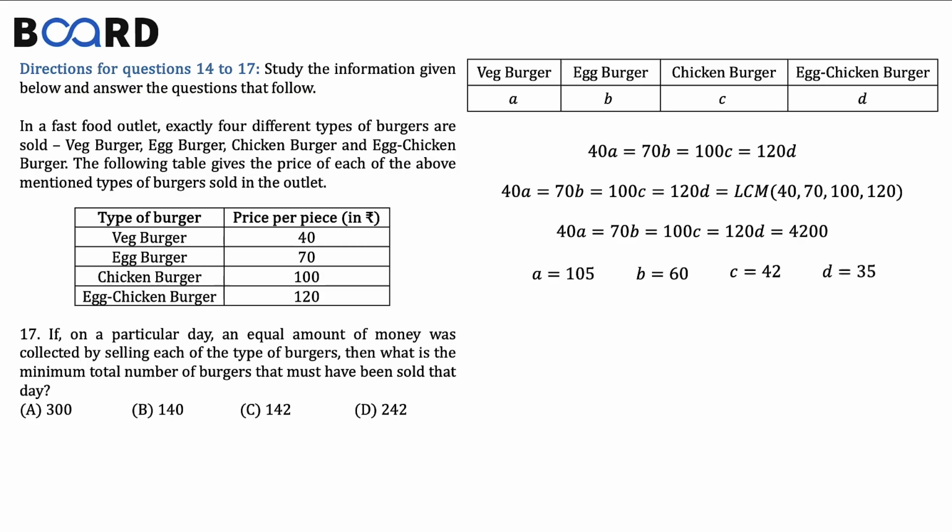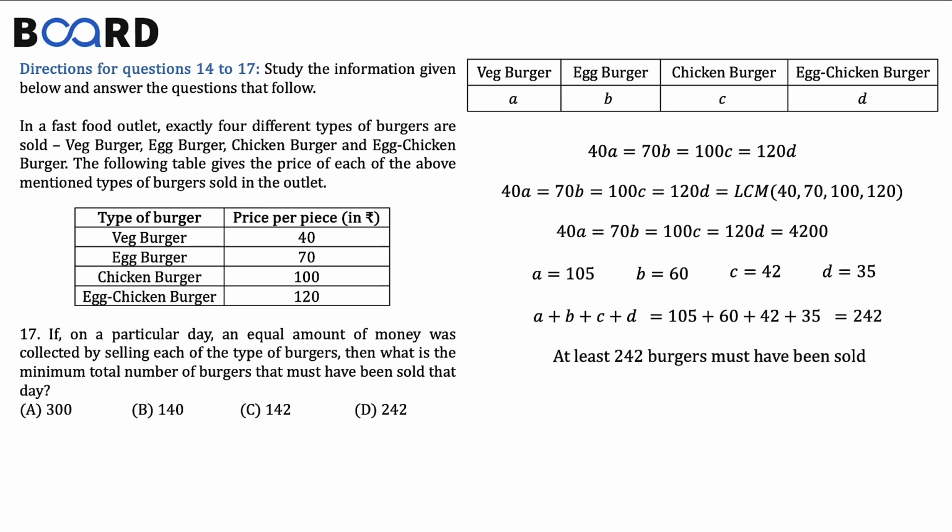And 4200 by 120, that's 35. That's the total number of egg chicken burgers sold. They want us to figure out the summation of all the values. So adding them up, 105 plus 60 plus 42 plus 35, we get a total of 242. That's option D, which means at least 242 burgers must have been sold.